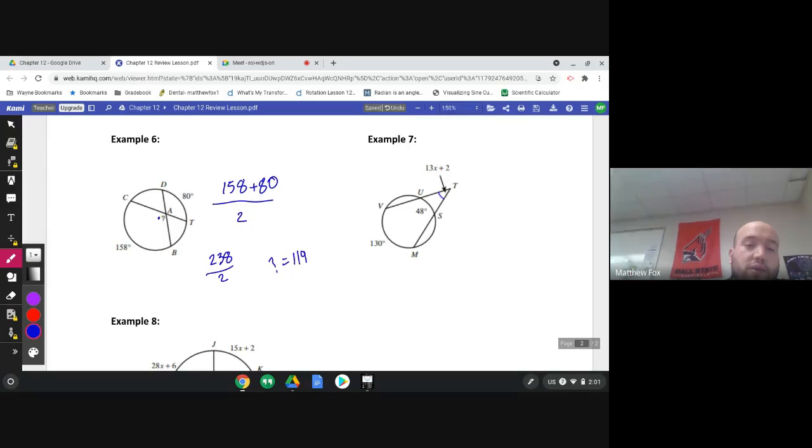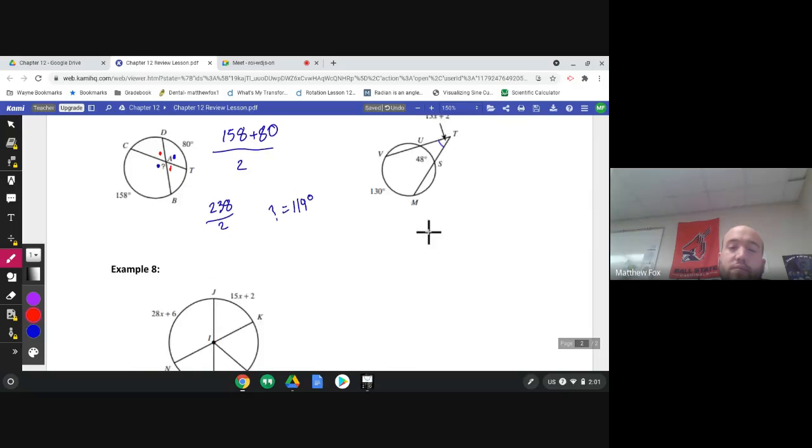Now, that was what this angle was. This angle is also 119. Now, I did not ask you to find this, but I asked for either of these red angles. Those would be a linear pair with the blue one. So we could take 180 minus 119 and get 61 over there.